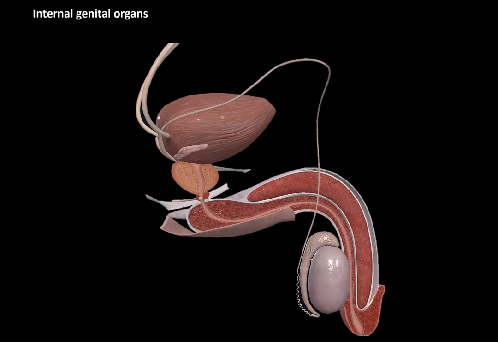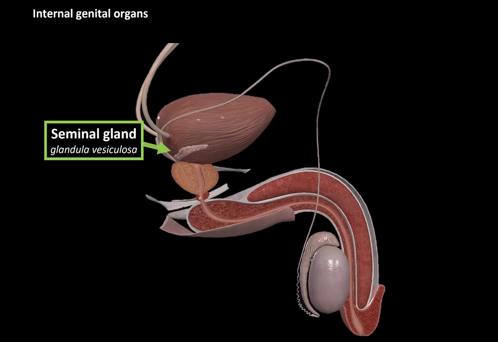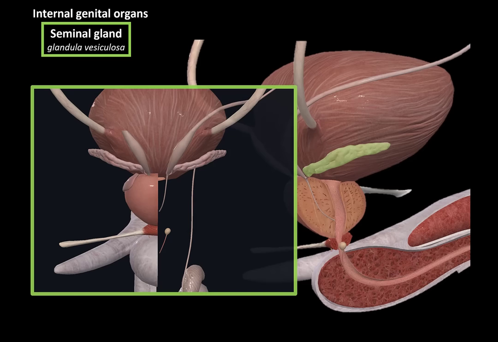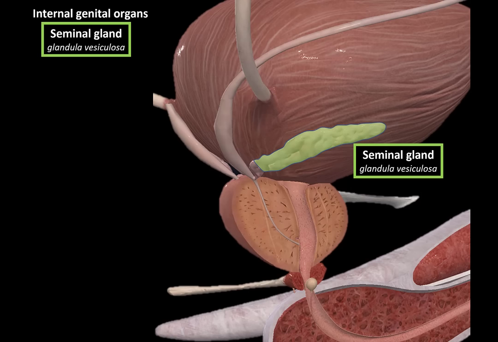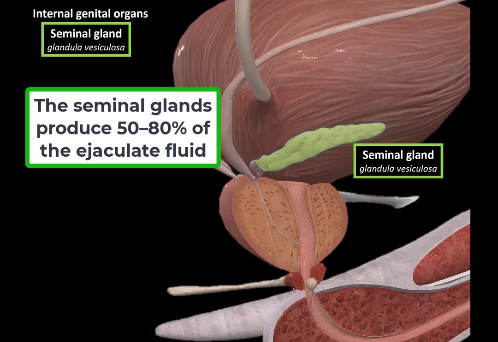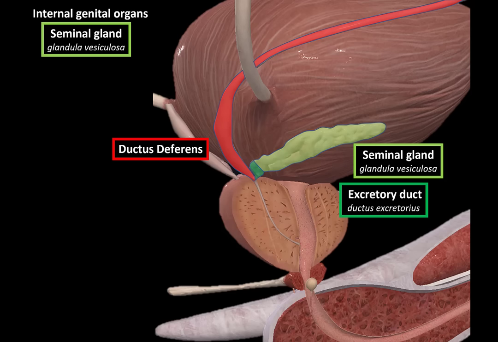Let's go through the next segment of the male genital system, which is this one, the seminal gland. The seminal gland is very, very important as well. The seminal glands are located behind the urinary bladder, above the prostate. Each seminal gland is a simple tubular gland composed of a single duct with multiple convolutions. The seminal glands produce 50 to 80% of the ejaculate fluid, so it produces fluid that makes up semen, which is released during ejaculation. So the seminal gland has an excretory duct, which joins the ductus deferens, as you see here, to form the ejaculatory duct that empties into the urethra.